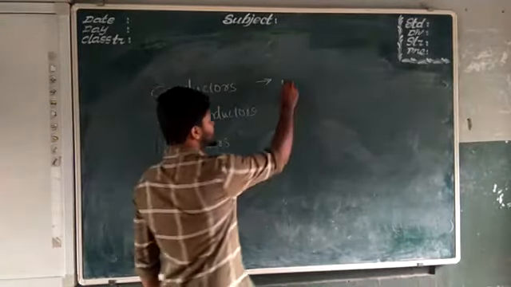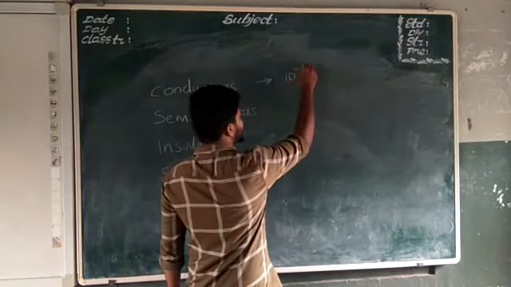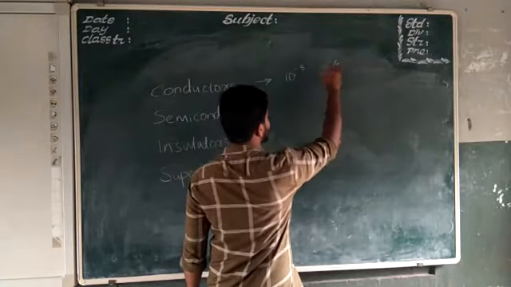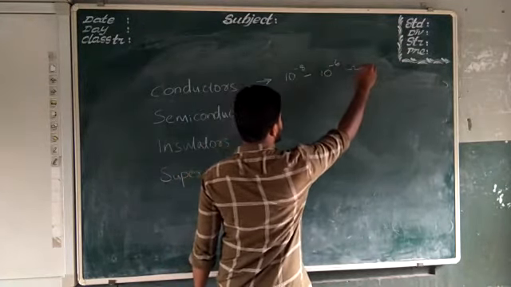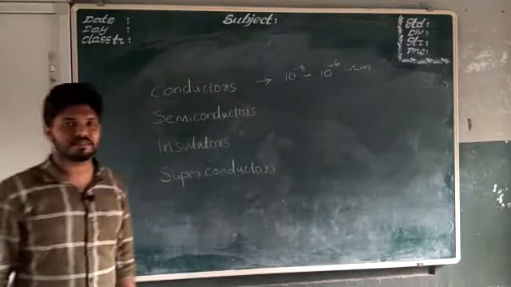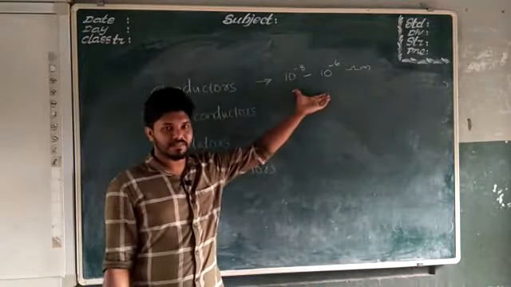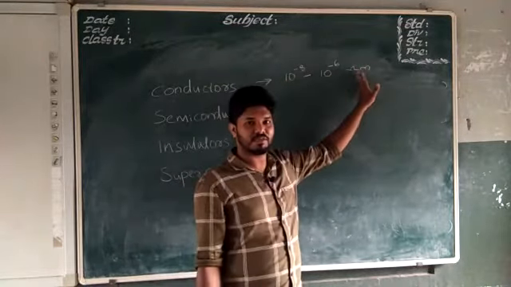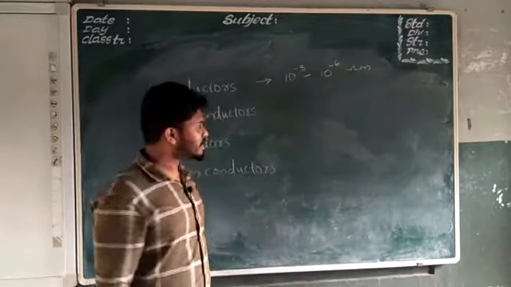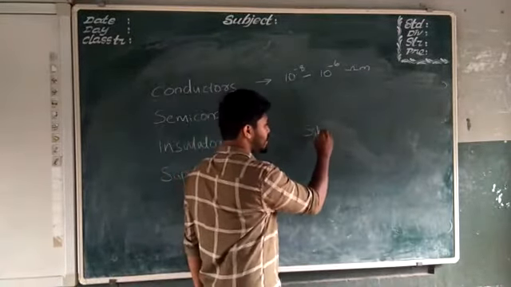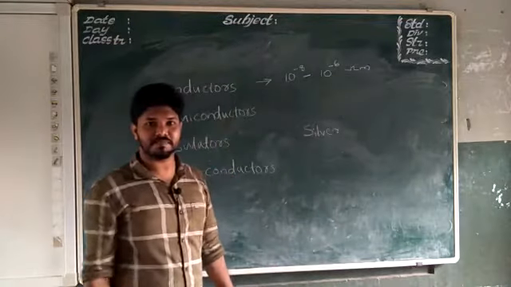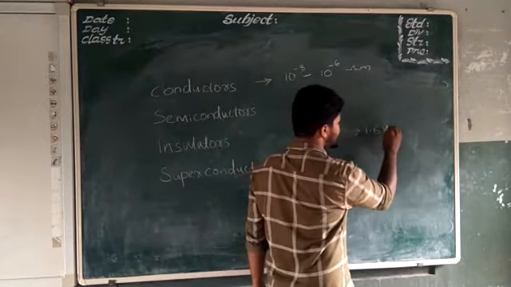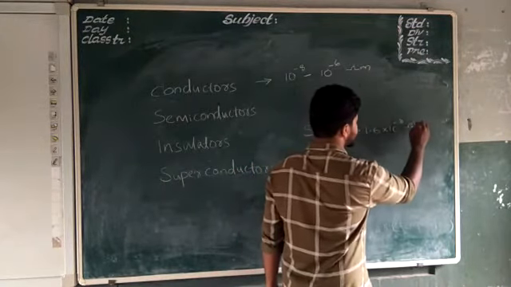Those materials whose resistivity is in between 10 raised to minus 8 and 10 raised to minus 6 ohm meter are called conductors. Those materials whose resistivity is in the range of 10 raised to minus 8 and 10 raised to minus 6 ohm meter are called conductors. An example: silver. Silver is the most conducting material, and its resistivity is 1.6 into 10 raised to minus 8 ohm meter.